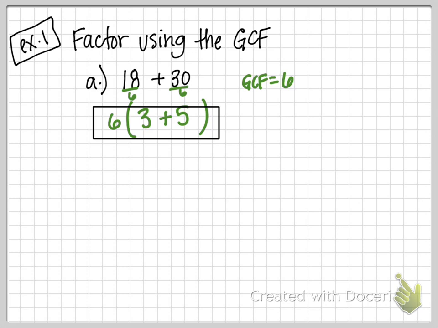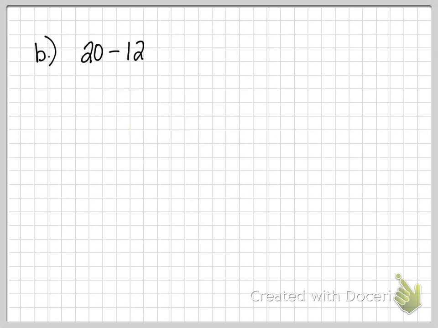But if we distribute this in, we should end up with the expression we started with. Distribute that in. 6 times 3 is 18, plus 6 times 5 is 30, and that is indeed the same as what we started with. Okay? So you should be able to do factored form and get back to the original expression. It's pretty easy. Let's do another one.